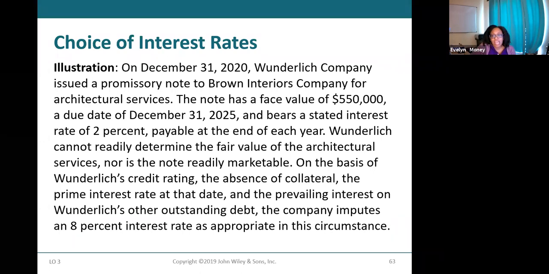Now, here is an exaggerated example, and I say an exaggerated example because it's super long, where the interest rate that is on the note is not fair.